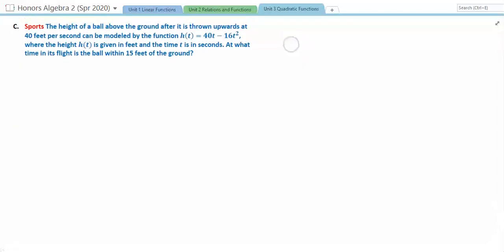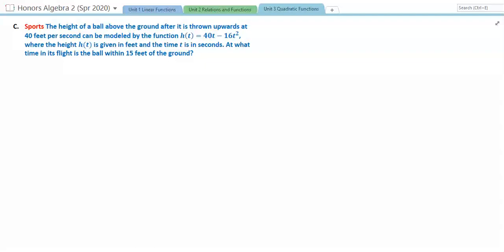Last thing we're going to look at, and this is dealing with that second standard we talked about dealing with application here. The height of a ball above the ground after it's thrown upward at 40 feet per second can be modeled by the function h of t is equal to 40t minus 16t squared, where h of t is the height given in feet and time t is in seconds. At what time of its flight is the ball within 15 feet of the ground?